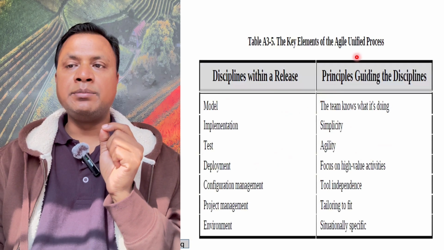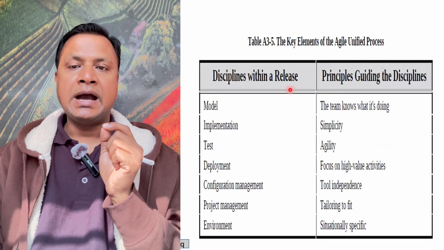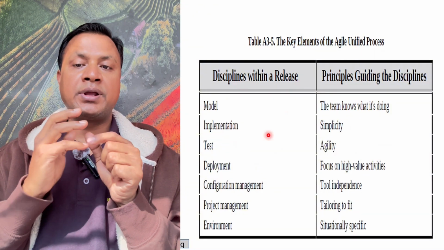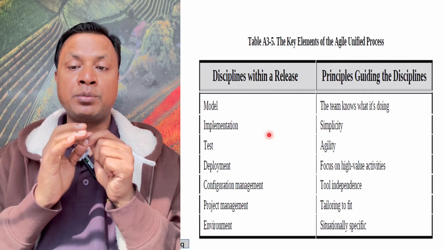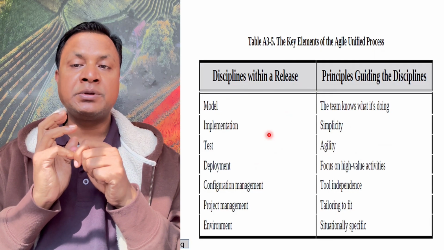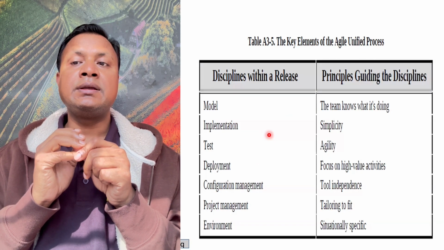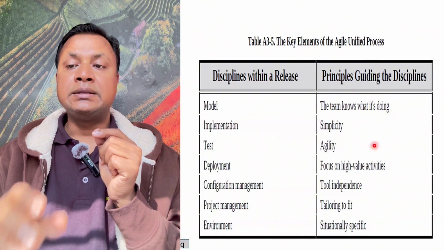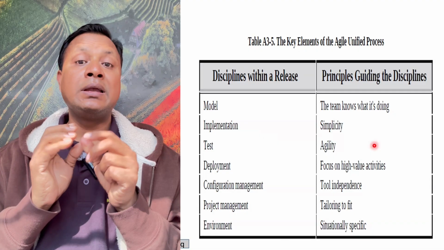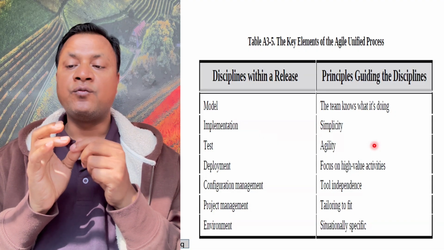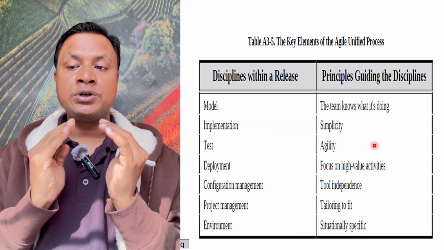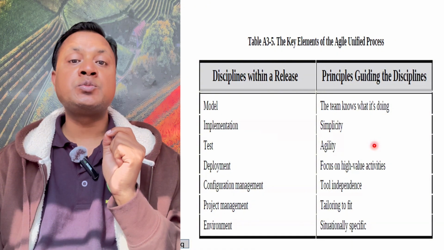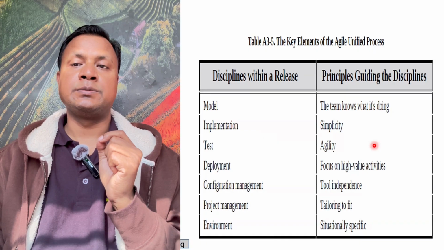So the key elements of Agile Unified Process are the models and disciplines within a release: model, implementation, test, deployment, configuration management, project management, and environment. These are the key elements of Agile Unified Process. And the principles are: the team knows what it's doing, simplicity, agility, focus on high value activities, tool independence, and tailoring to fit and situationally specific. So these are the principles.